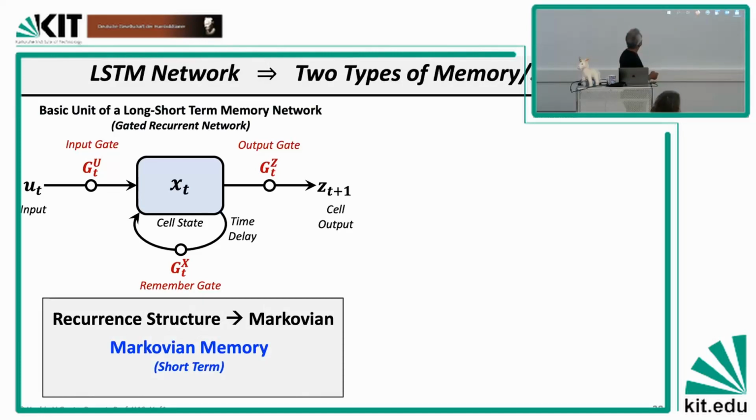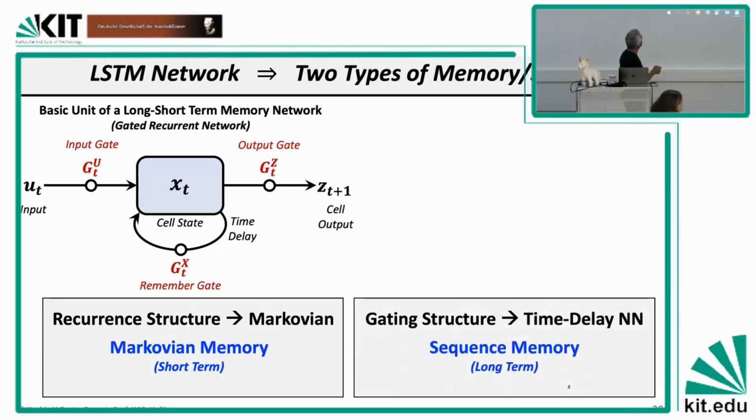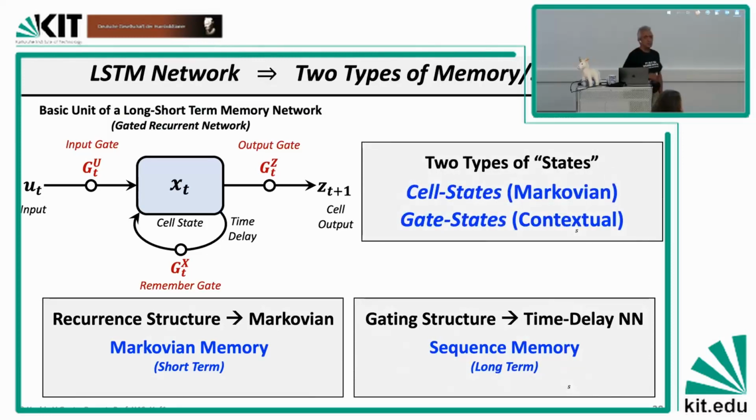So there's the basic unit that we talked about. And we now know that this unit has two kinds of memory. It's called Markovian memory, this thing which depends on the past value, which is kind of like a momentum thing. And then it's called the sequence memory, which is fed in through the gates. And so basically it has two kinds of state variables. It has Markovian state variables, and it has what I like to call gate states, or contextual state variables.